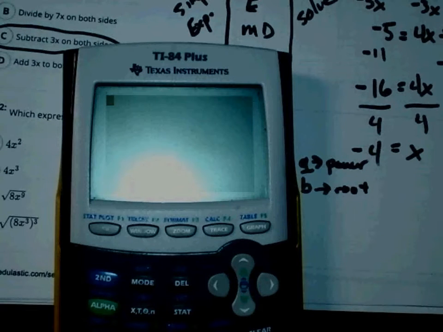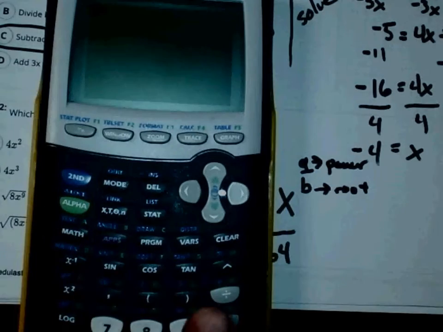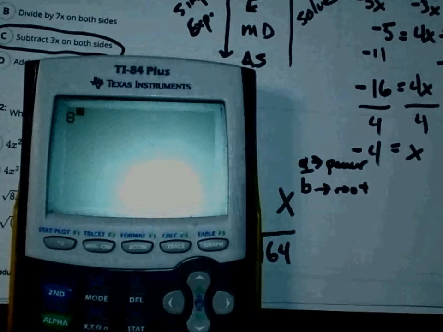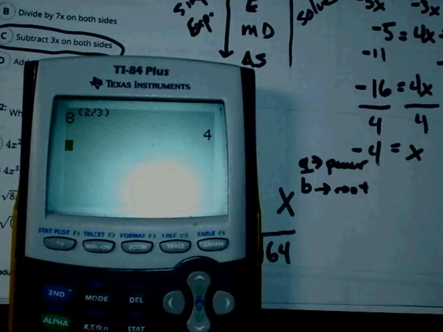All right, so we had initially 8 to the 2/3 power, correct? So I'm going to go 8, rooftop, which is right here, rooftop. That's going to give me the power, parentheses, 2 divided by 3, close parentheses. And I get 4. Is it a decimal? No, that means it's a perfect cube.